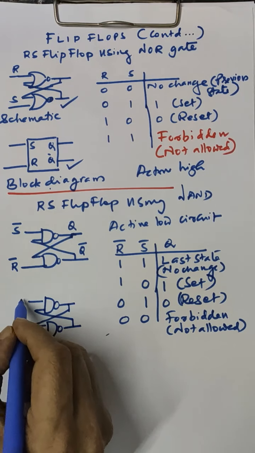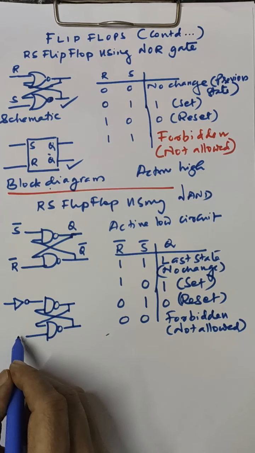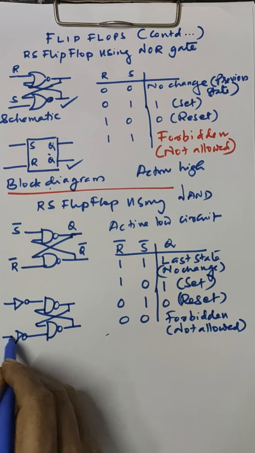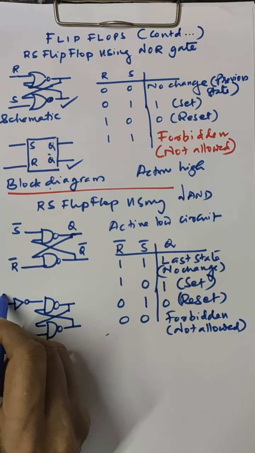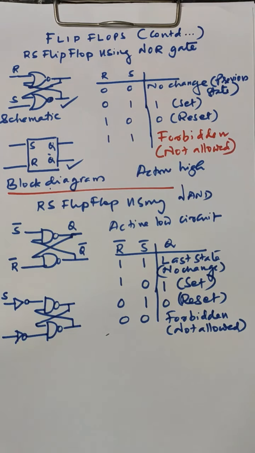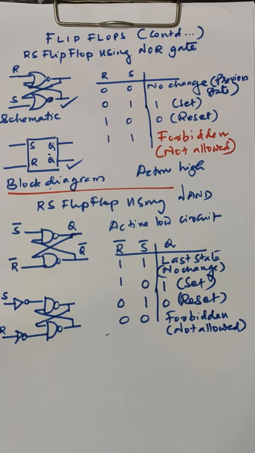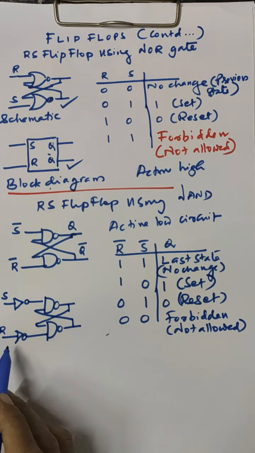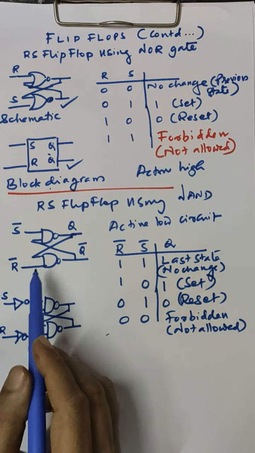So what we are doing is, in order to invert the inputs, we can connect NOT gates. So this S bar becomes S here. Or the other way, when it is S, this becomes automatically S bar, and when this becomes R, the output of this NOT gate becomes R bar. So that it is like this.